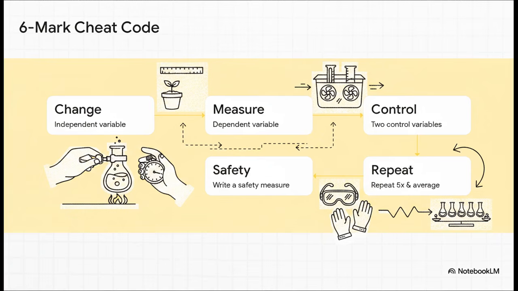Third, list 2 control variables to keep the test fair, like using a thermostatically controlled water bath for temperature. Fourth, state that you'll repeat the experiment, usually 5 times, and calculate an average. And fifth, even if they don't ask for it, write down a safety measure. Just write it out step by step, and you're golden.